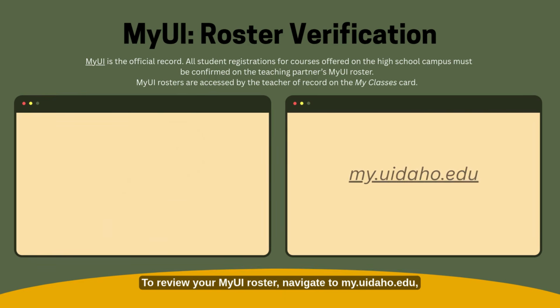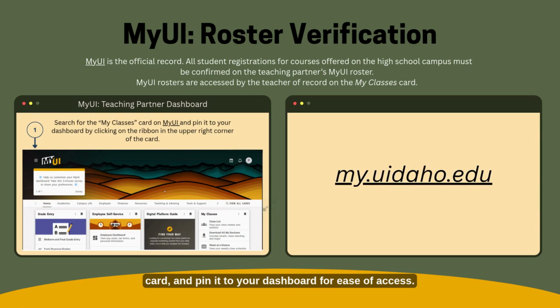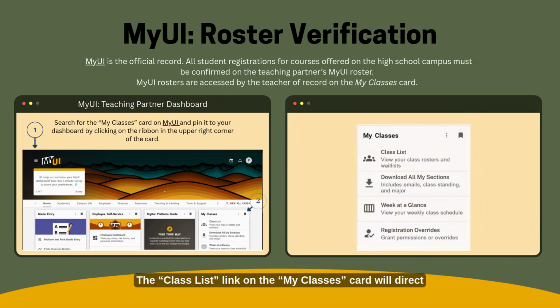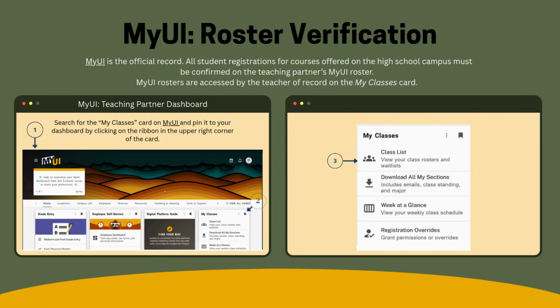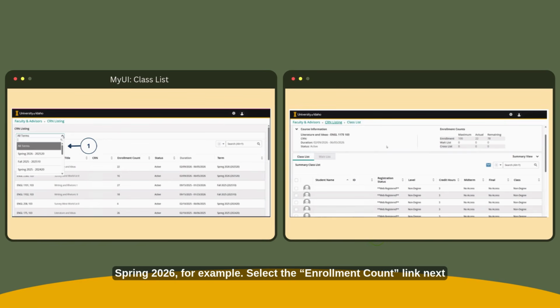To review your MyUI roster, navigate to my.uidaho.edu, find the My Classes card, and pin it to your dashboard for ease of access. The class list link on the My Classes card will direct you to a list of your current and previous courses. To view your course roster, select the current term from the drop-down menu, Spring 2026, for example. Select the enrollment count link next to the appropriate course and verify that the students listed are accurate and complete compared to the students seated in your classroom.